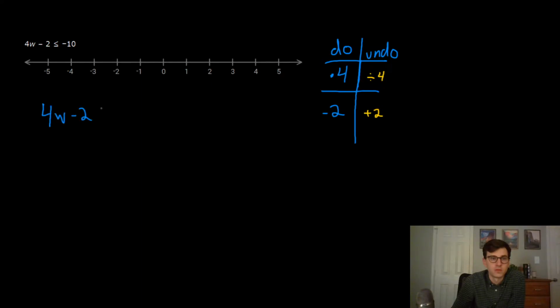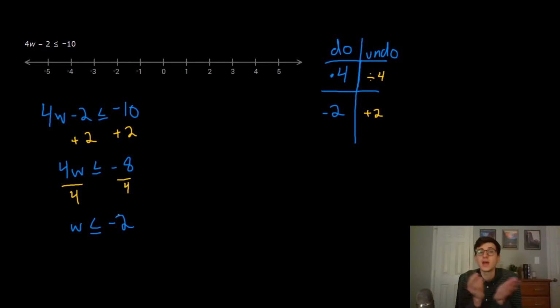4w minus 2 is less than or equal to negative 10. I add 2 to both sides. 4w is less than or equal to negative 8. Divide both sides by 4. And w is less than or equal to negative 2. Now notice I didn't flip the sign here. Remember, you only flip the sign when you divide or multiply by a negative. That's the only time that you flip the inequality sign. Even though I divided a negative by a positive, that's okay.